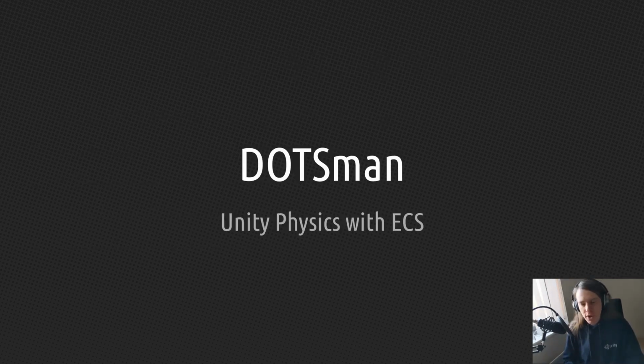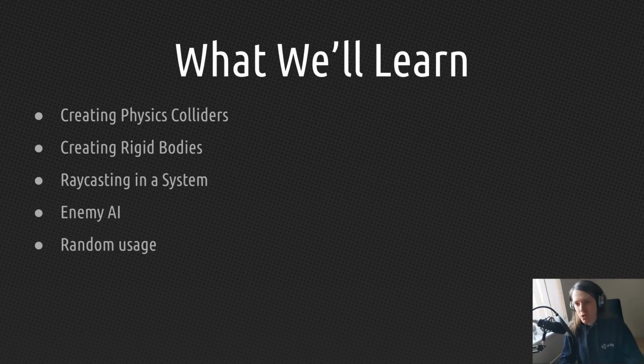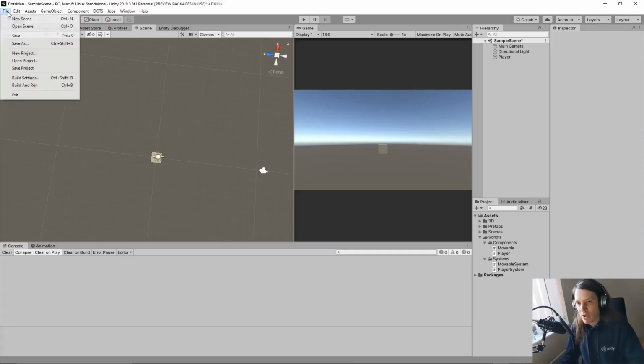In this section, we're going to learn about using Unity Physics with ECS. We'll learn about creating physics colliders, rigid bodies, and how you would raycast in ECS in a system. We'll also learn a little bit about enemy AIs and how to use Random in jobs. Okay, so let's just create a new scene.